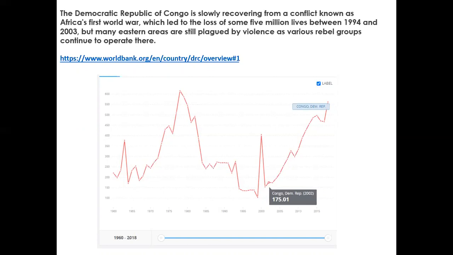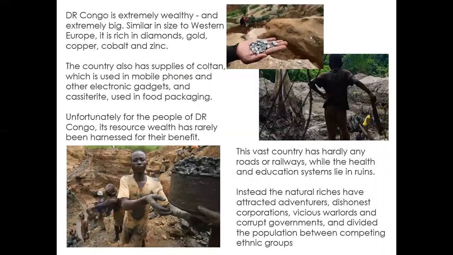Even to this day, many of the eastern areas of the DRC are still plagued by violence as various rebel groups continue to operate there. The DRC is a desired country. You can find many natural resources within the grounds, such as diamonds, gold, copper, cobalt, and zinc. Now, because of its wealth of natural resources, many people have desired the lands. And unfortunately, the people who have not benefited from this resource wealth are the local people.